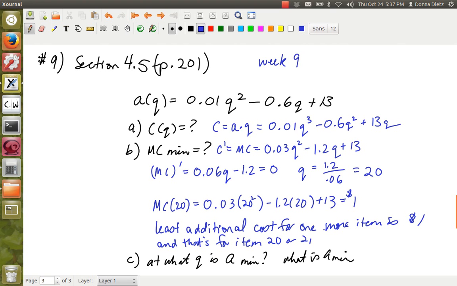It's just the problem is we have a continuous model for a discrete situation, so it's somewhere in that vicinity. So it may be that actually it costs, you know, $1.50 for item 20 and $1.50 for item 21, but the model claims that it's going to be $1 for one of those items. Okay?